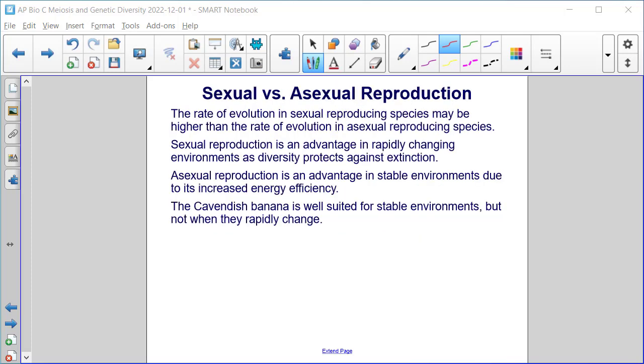Sexual versus asexual reproduction. The rate of evolution in sexually reproducing species may be higher than the rate of evolution in asexually reproducing species. Sexual reproduction is an advantage in rapidly changing environments, as diversity protects against extinction. Asexual reproduction is an advantage in stable environments due to its increased energy efficiency. The Cavendish banana is well suited for stable environments, but not when they rapidly change.